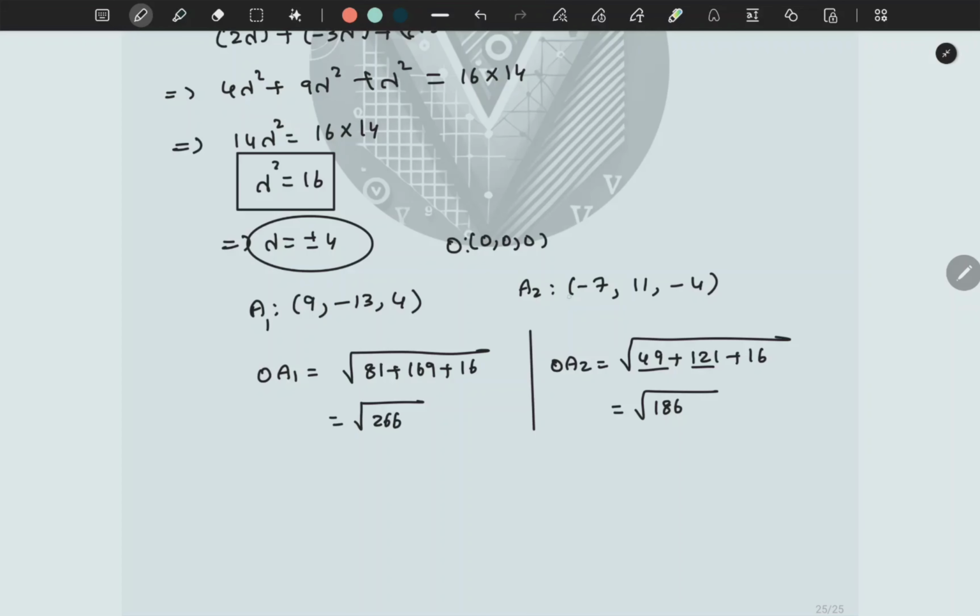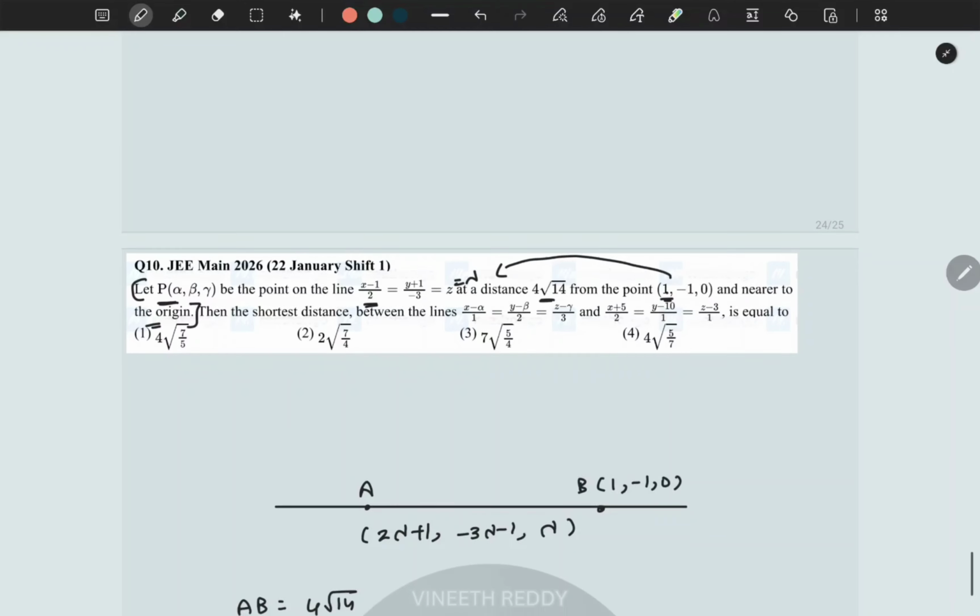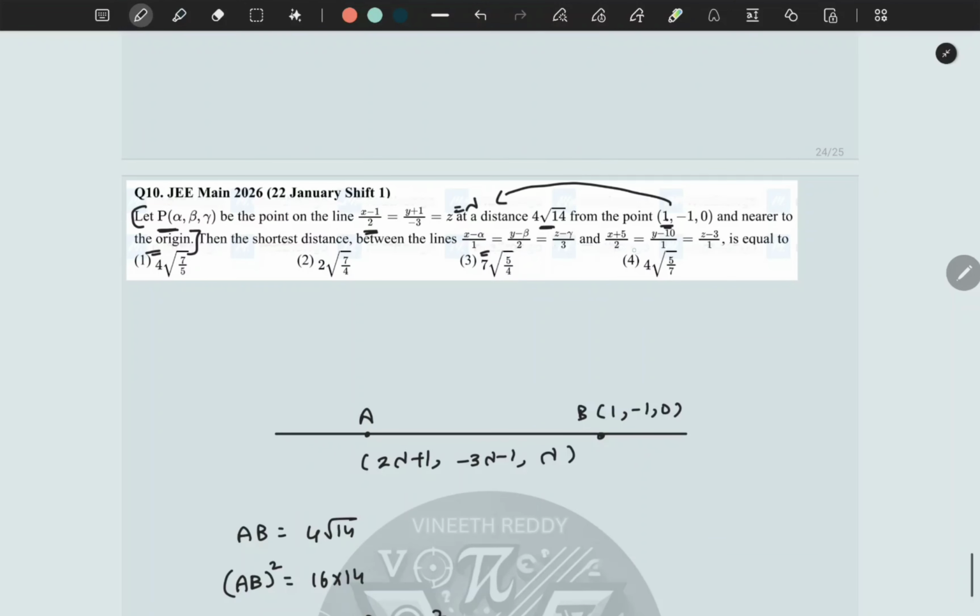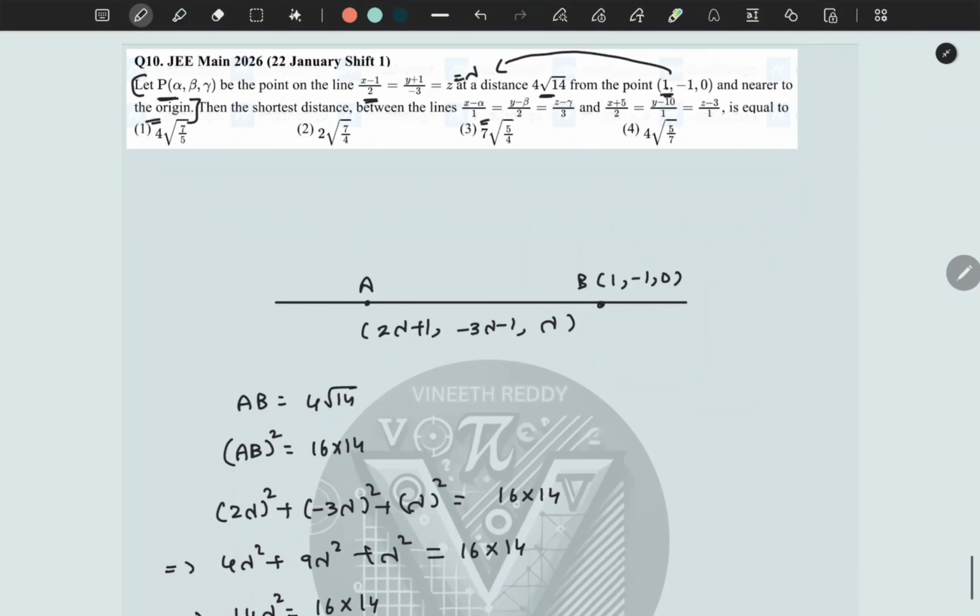Point P should be closer to the origin. That means this is the coordinates of P, right? So point P has the coordinates of A2 basically, which is minus 7, 11, minus 4, because this distance is lesser than this distance. That means root 186 is less than root 266. So ultimately, now I think we can find the shortest distance between the lines.